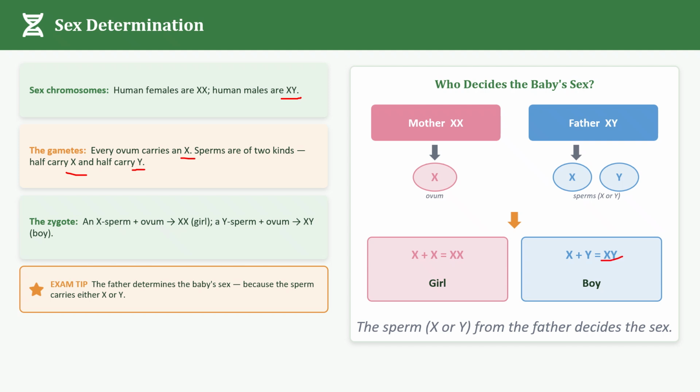Thus the father only determines the sex of the baby, because only the father produces two types of sperms, right? So what you have to learn from the exam point of view is that the mother never determines the baby's sex. The father's sperm decides the sex of the child.